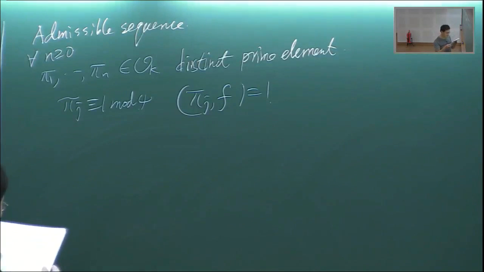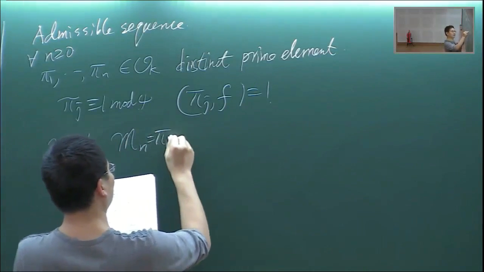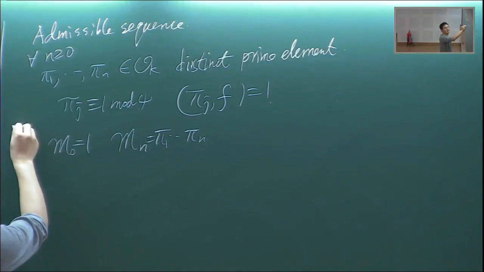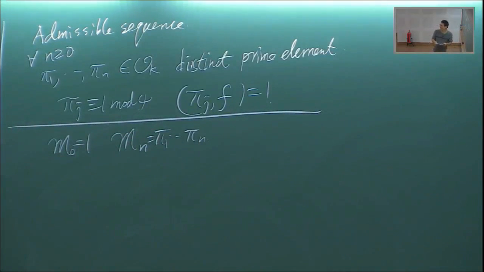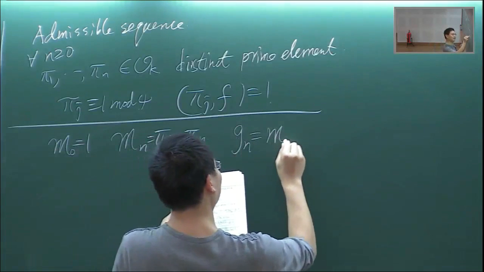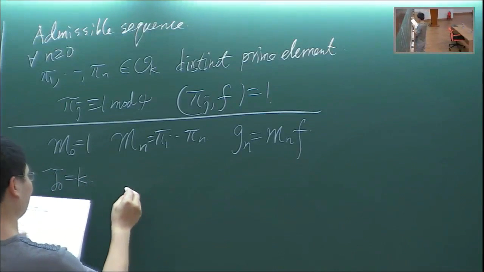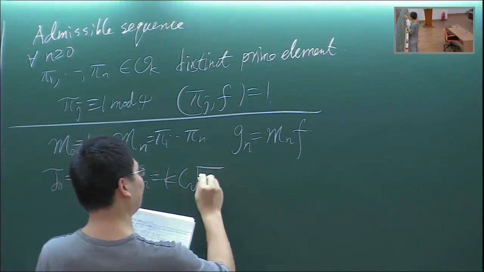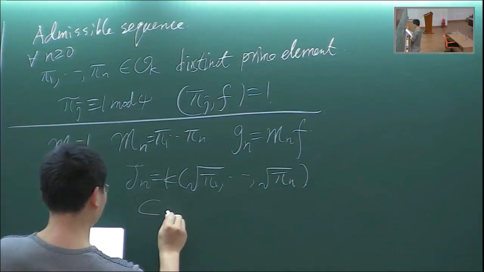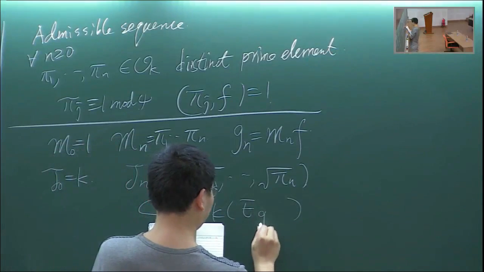Then we define m0 is 1, mn is pi 1, pi 2, ..., pi n. Sorry, this is the definition of admissible. And we denote and assume that J0 is K, Jn is K adjoin the square roots of pi 1, pi 2, ..., pi n. This is contained in K adjoin E[Gn].